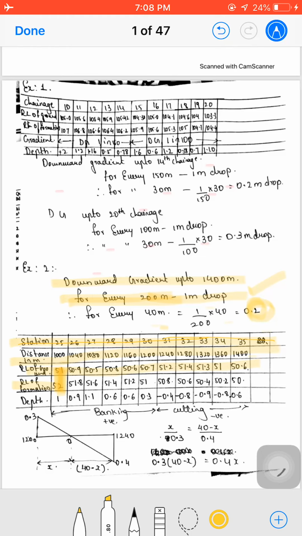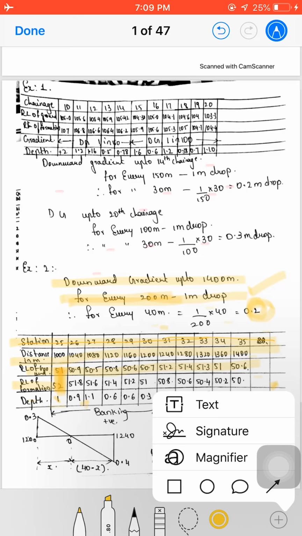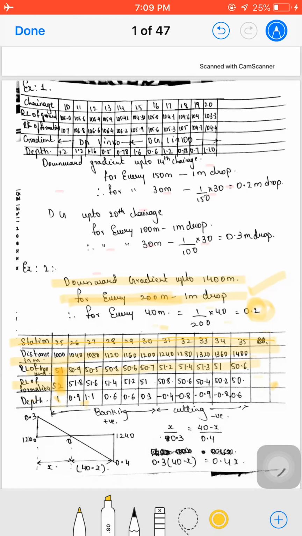So RL of formation is 52. We need to go on deducting since it is in downward gradient from the first station to the last station. We will be deducting 0.2 from 52 up till the last station. So 52 minus 0.2 will be 51.8, 51.8 minus 0.2 will be 51.6, then 51.6 minus 0.2, 51.4, similarly up till the 35th station.